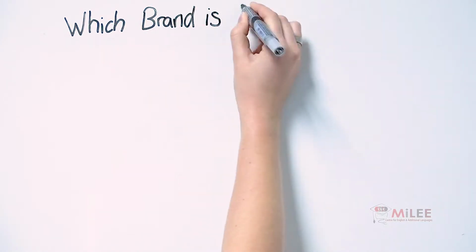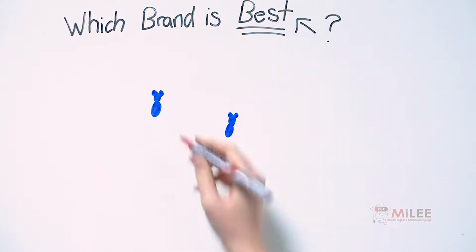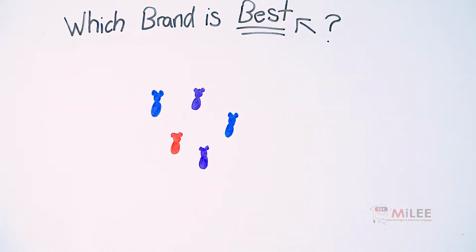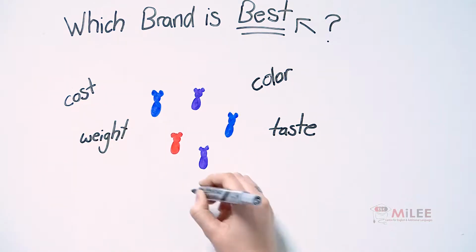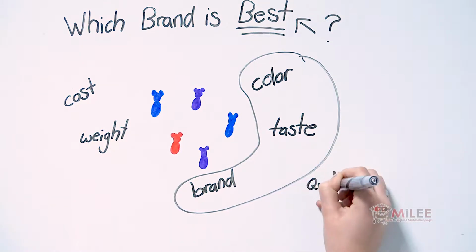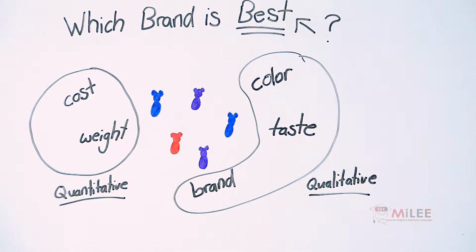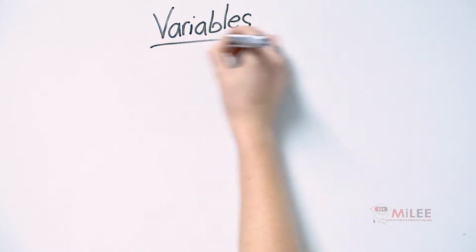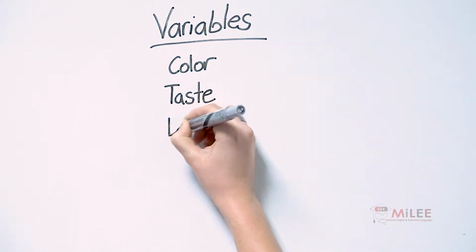To decide what gummy brand is the best to buy, first you have to decide what you mean by best. We've seen how you can make observations about various characteristics. You could notice the gummy bear's color, taste, cost, weight, brand. Remember, these observations can be qualitative, describing a non-countable quality such as color, or quantitative, having to do with numbers. When it comes to data analysis, we have to be a bit more technical. So we have all of these things we can observe.